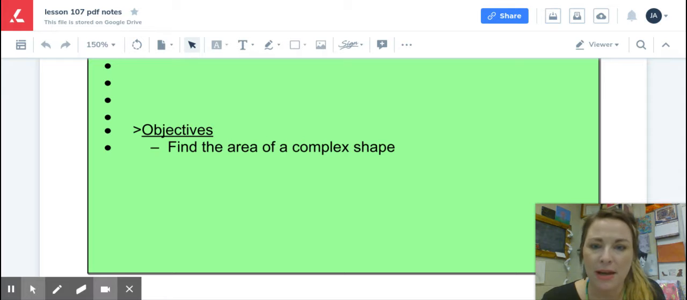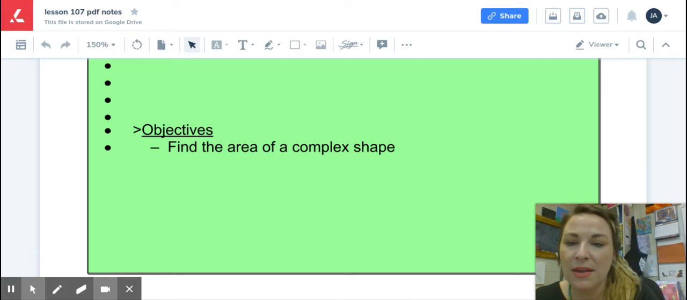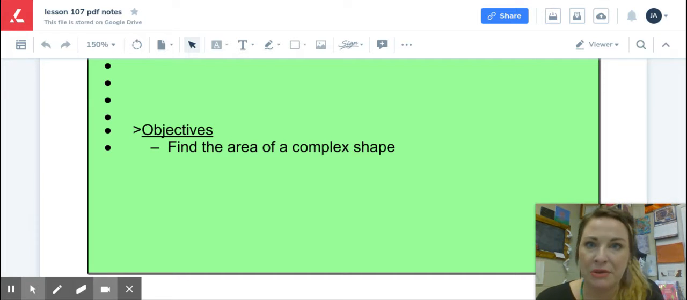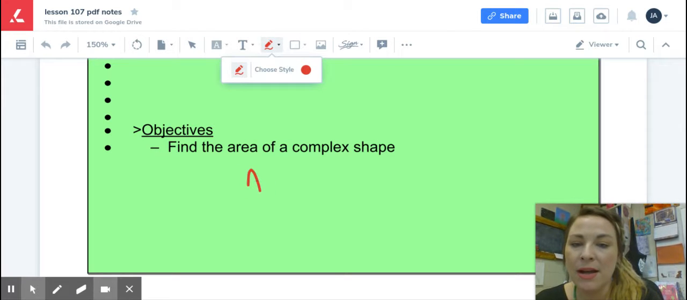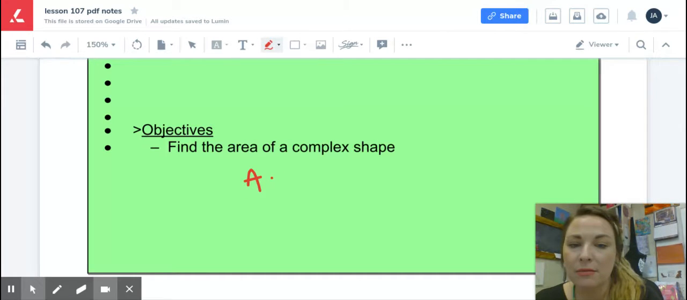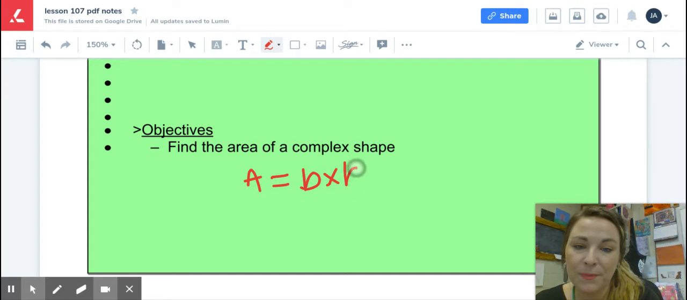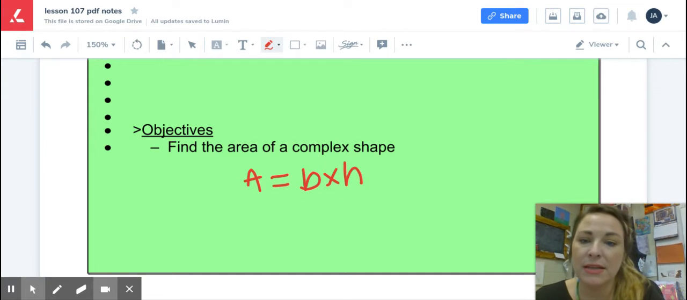Actually, before I go any further, let's talk about some really basic formulas that are important for you to know today. The area of a quadrilateral, so a parallelogram, a square, a rectangle, is going to be, I need my pen. Area equals base times height. That's a really common one that you're going to need to know.